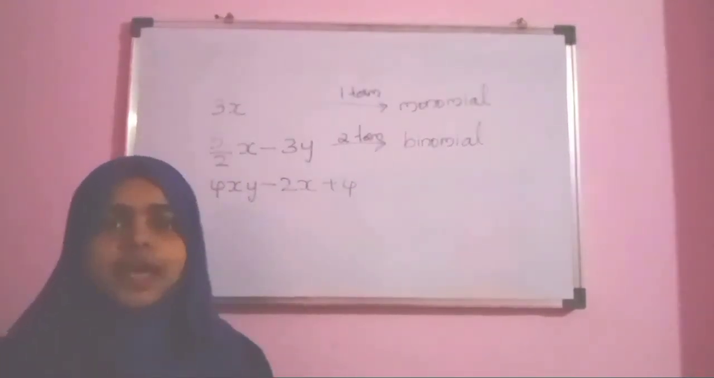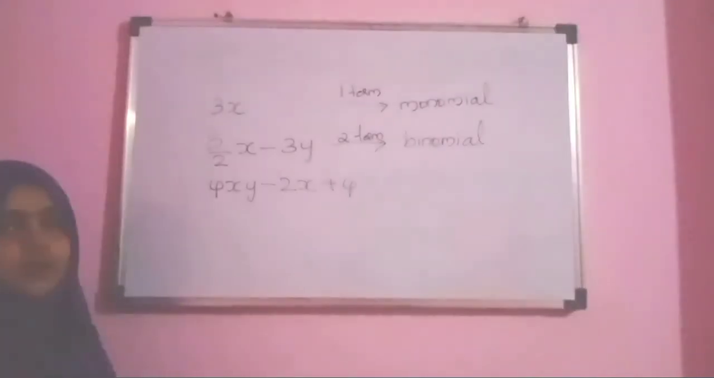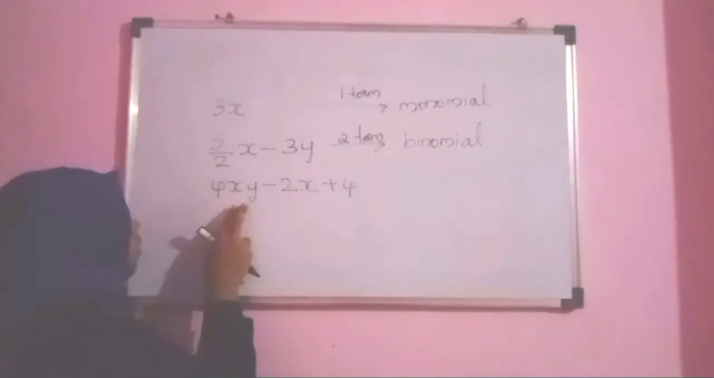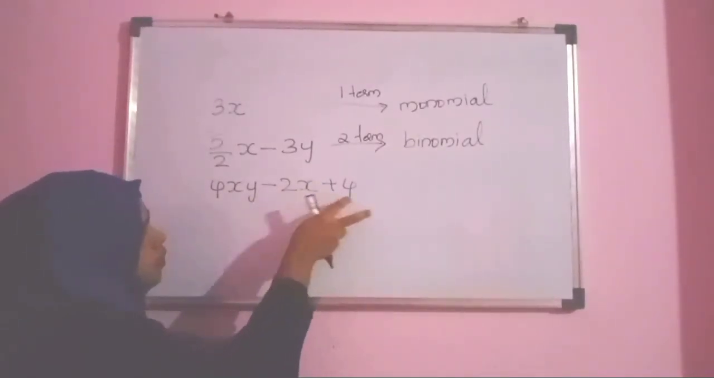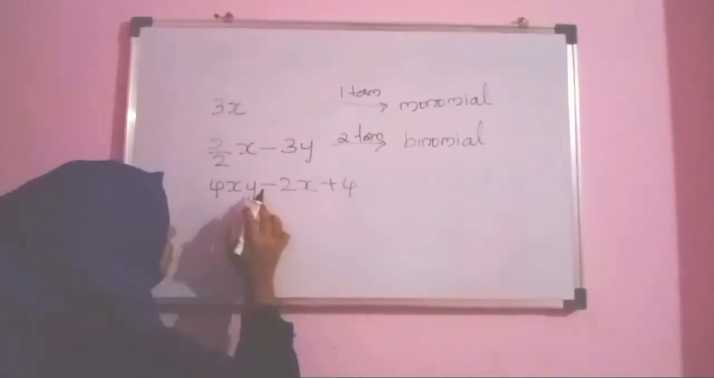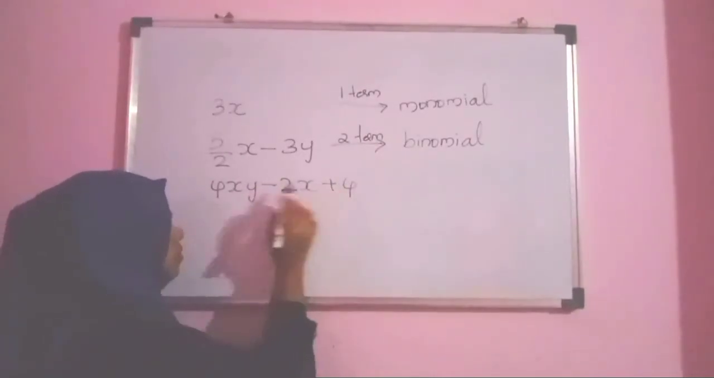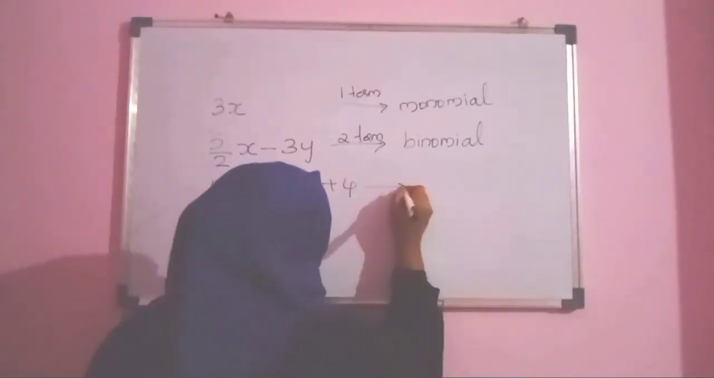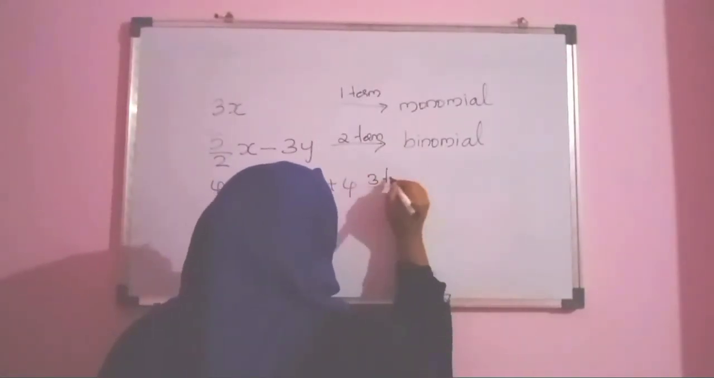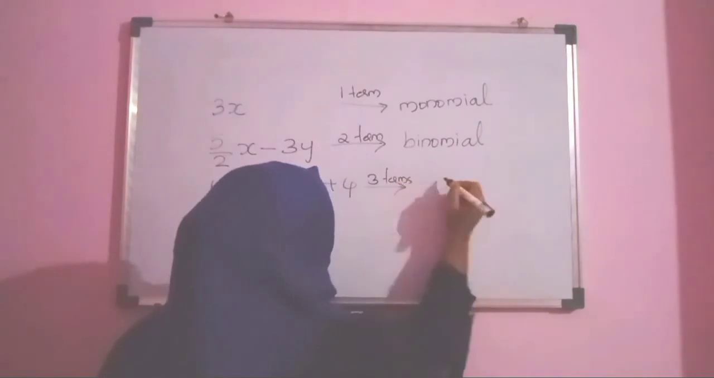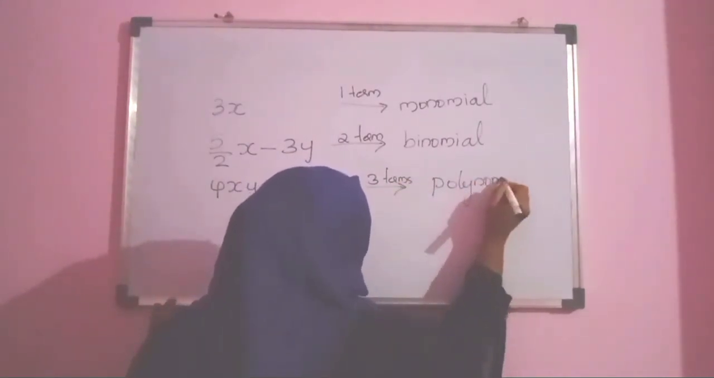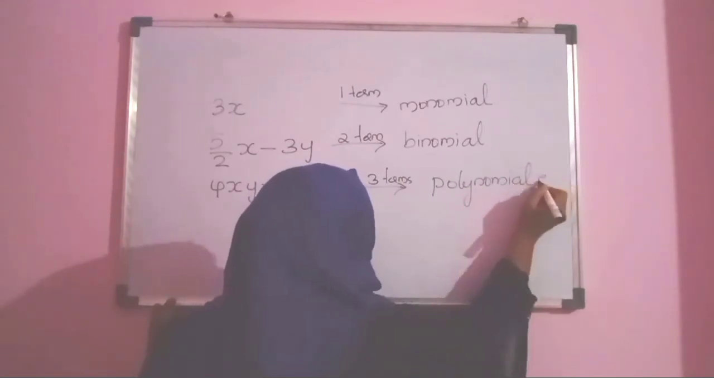Algebraic expressions having more than two terms are known as what? Polynomials. Here we know that 1, 2, 3, there are three terms because here subtraction came and here addition came. So here there are three terms. So it becomes our polynomial expression. What? Polynomial expression.